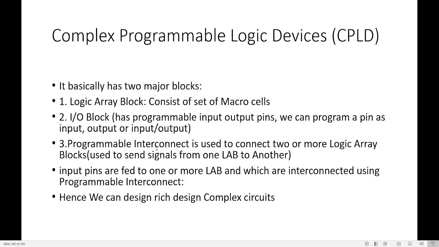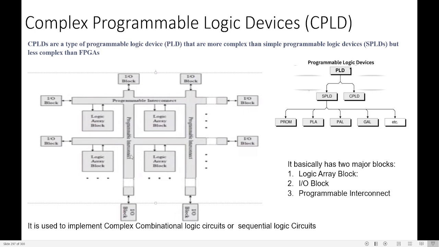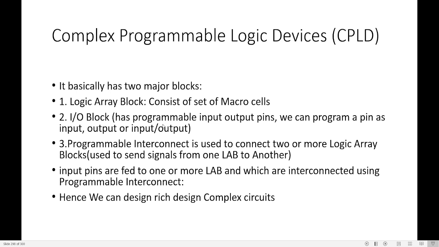Next one is programmable interconnect. What is programmable interconnect? This programmable interconnect is used to transfer data from one logic array block to another logic array block, or from IO block to logic array block. So it is used to communicate the signals from one block to another block or within the blocks. Clear? So this is the job of programmable interconnect.